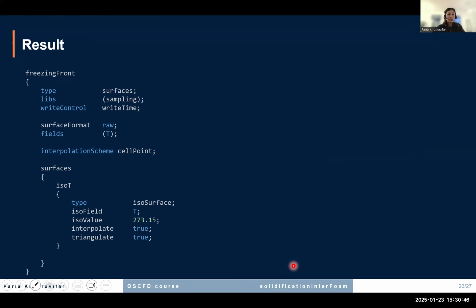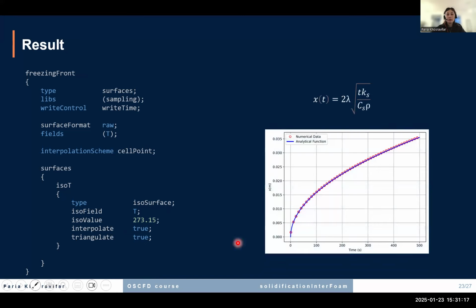To follow the interface between solid and liquid, I used the isosurface function object utility to track the temperature isosurface where the temperature equals the melting temperature, which is the interface of solid and liquid. And I checked my results with the Neumann solution of the Stefan problem. You can see that the freezing front completely follows the analytical solution of the Neumann.